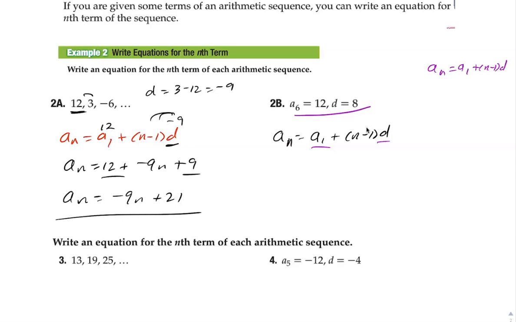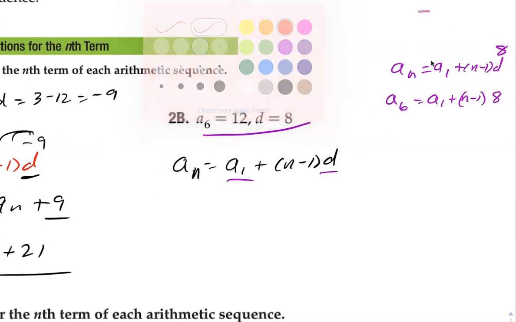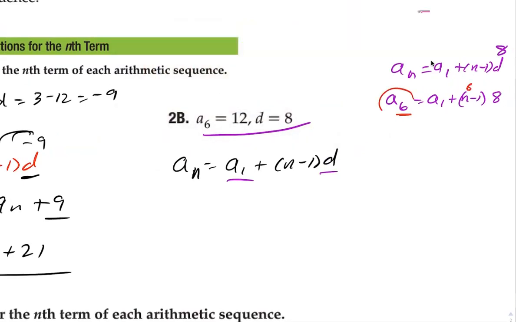And let's plug stuff we do know in. So now d is 8. And right here they tell me a6 is 12. So what does that mean? That means when n is 6, my term here is 12. So let me take an extra step. Remember what it's saying is when I plug 6 in for n, this answer here is going to be 12. So 12 equals a1 plus 5 times 8. And if you look at that, I can figure out what a1 is. So 12 equals a1 plus 40, minus 40.